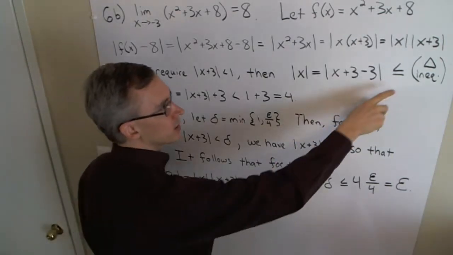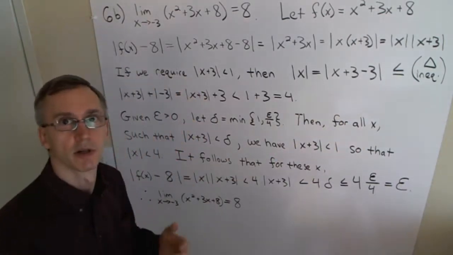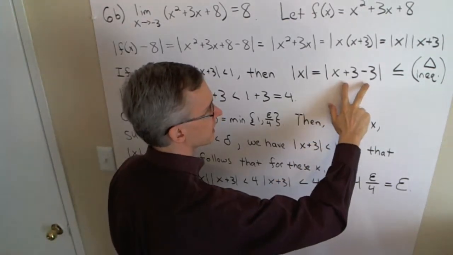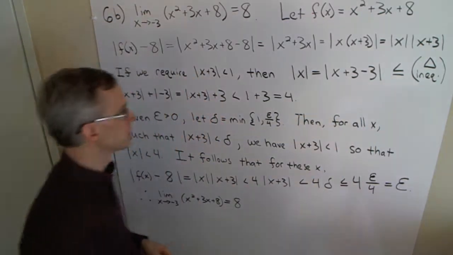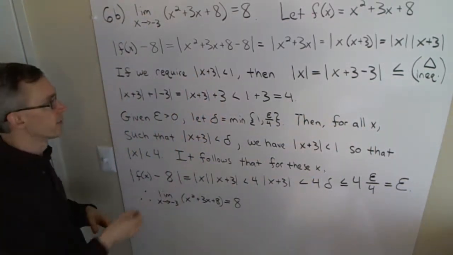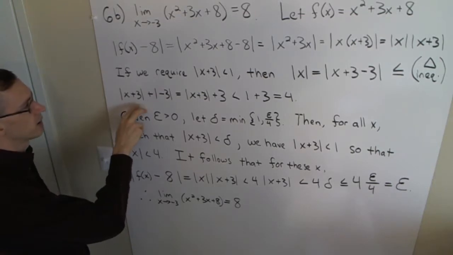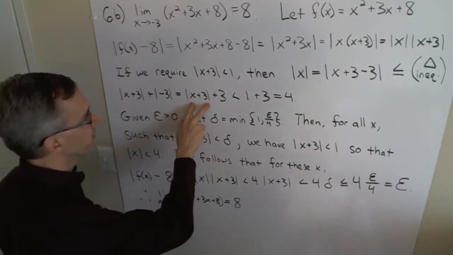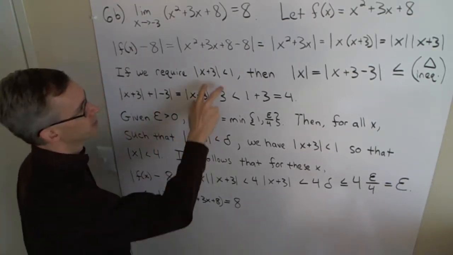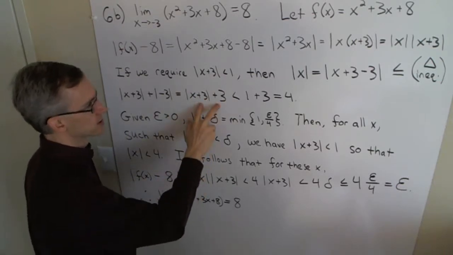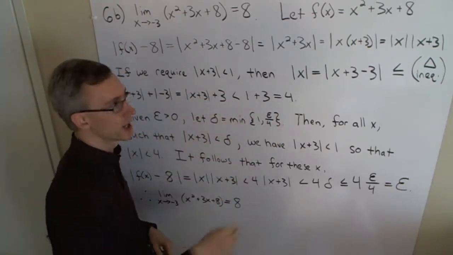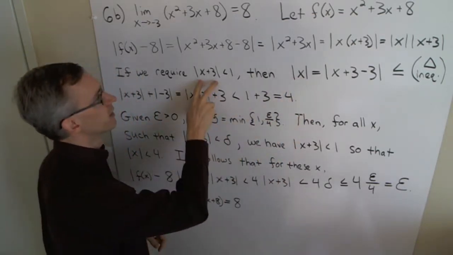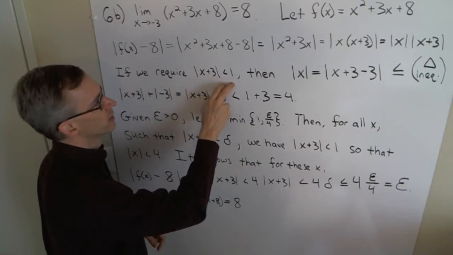Next, we're going to use the triangle inequality, which is one of the most important properties in all of analysis. And that allows us to say that this expression is less than or equal to that expression split up into the absolute value of x + 3 plus the absolute value of -3, which of course equals the absolute value of x + 3 plus 3. We've shown this is less than 1, so this is less than 1 + 3, which equals 4. So now we know that the absolute value of x is less than 4 if x is within 1 of -3.